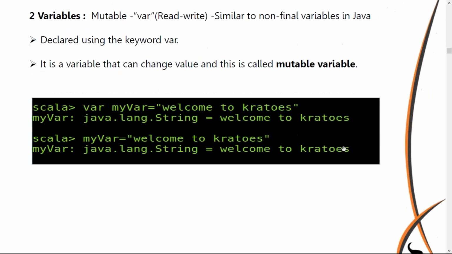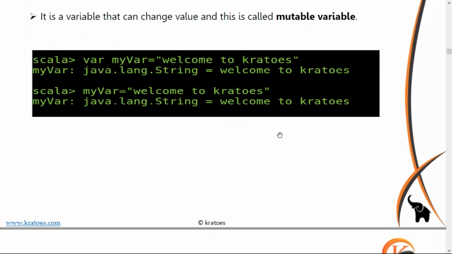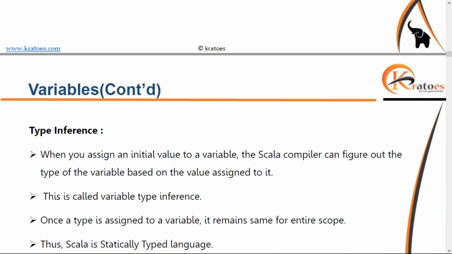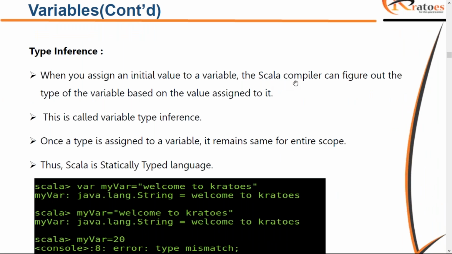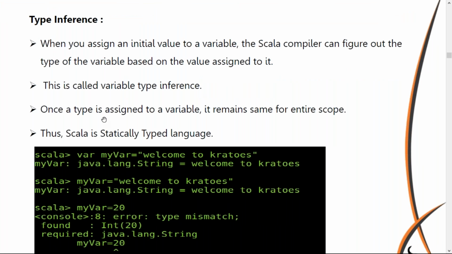So similarly, what I showed you using an integer, here they have showed it using a string. When you assign an initial value to a variable, the Scala compiler can figure out the type of the variable based on the value assigned to it. We already covered this part. This is called variable type inference.